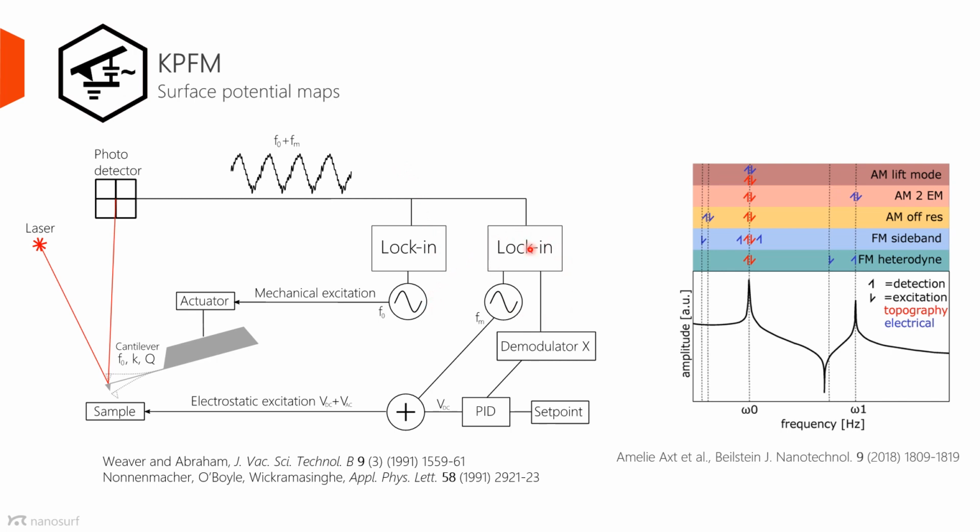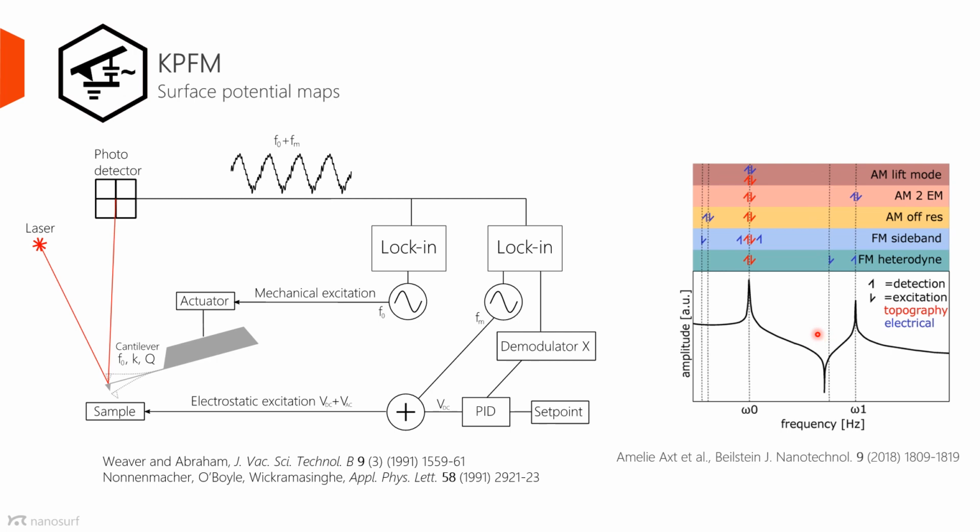The second loop is the one that takes care of the electrical signal and also uses the photodetector to read out, and it basically applies a voltage, an AC signal plus a DC component, to either the tip or the sample.